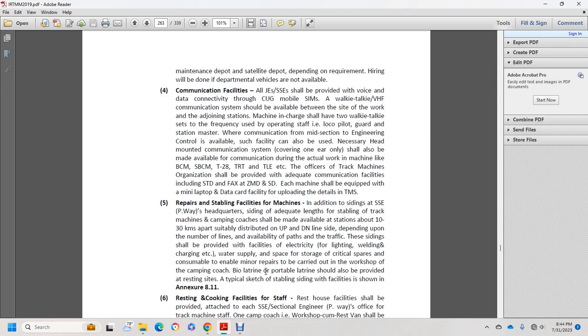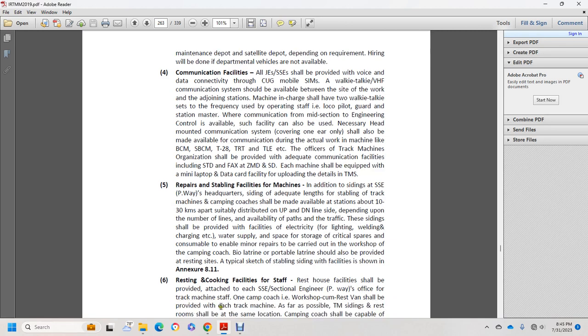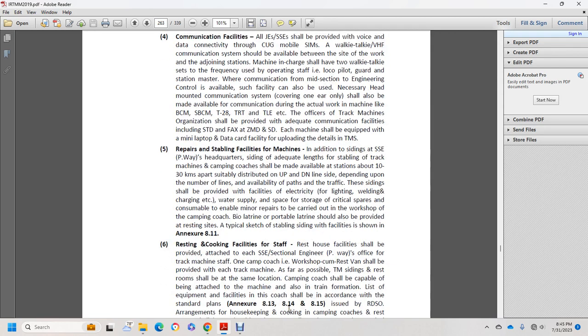A bilateral or portable latch range shall also be provided with a resting site. A typical sketch of the stabling site facility is shown in figure 8.1. Resting and cooking facilities for the staff: rest houses shall be provided, attached for each of the senior section engineers, permanently over the way for the track machine staff. For one camp coach workshop, the rest van shall be provided with each of the track machines. As far as possible, the track machine maintenance sidings and the rest rooms shall be in the same location. The camping coach is capable of being attached to the machine. Also train information.